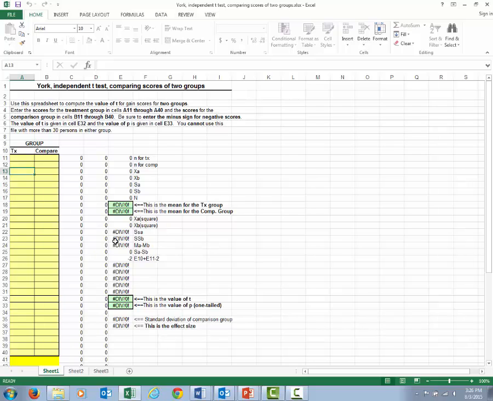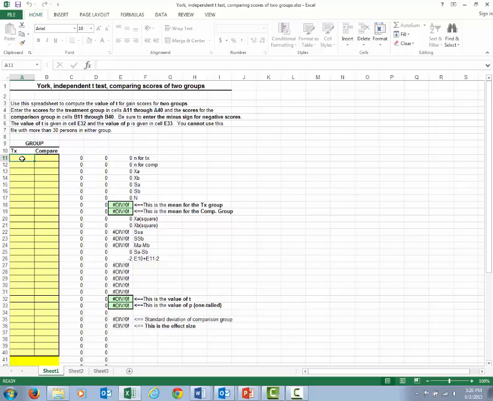Basically what you do here is you put treatment scores right here. We will enter these scores for the treatment group. These are gain scores, by the way. The independent t-test can be used for comparing two groups on the basis of an interval variable. Gain score is an interval variable.